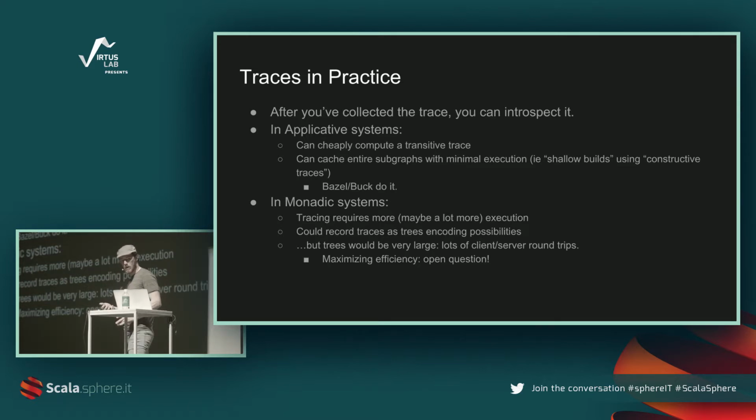In monadic systems, though, tracing requires maybe a lot more execution. And the paper kind of leaves this as an open question, unfortunately. So you could record traces encoding trees of possibilities, and you could fetch a tree of possibilities and then use that as your cache lookup. Encoding a tree that way is basically just minimizing the number of round trips, because otherwise what you do in this system is do a cache lookup for every node in the graph. So maximizing the efficiency of the system is an open question. We think we have some ideas.